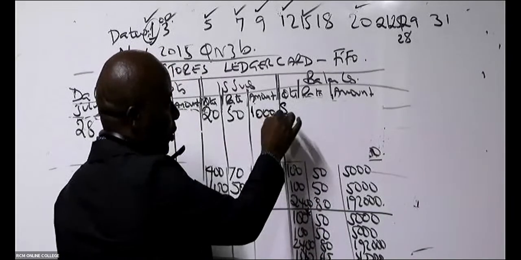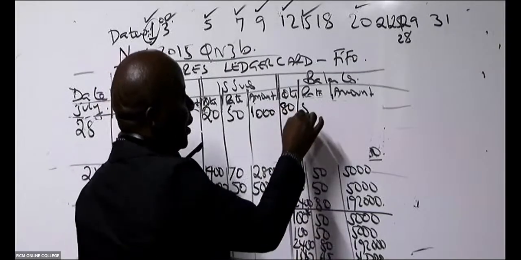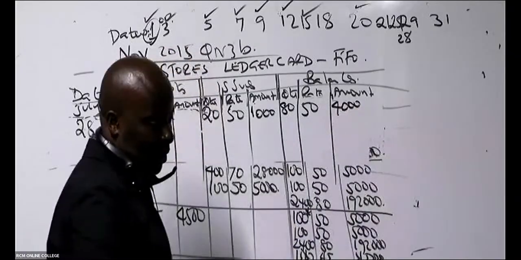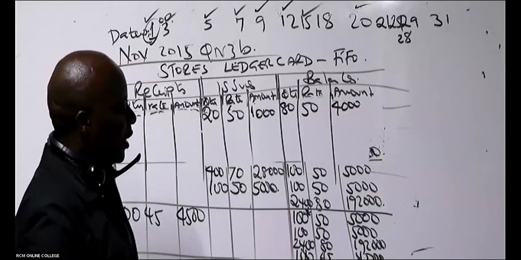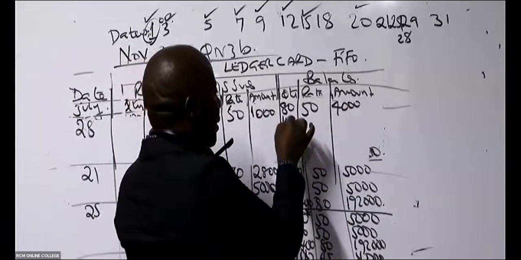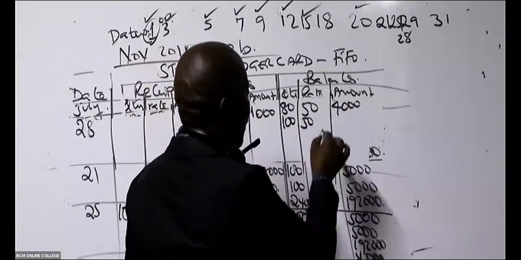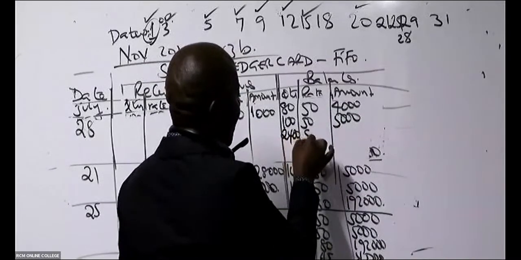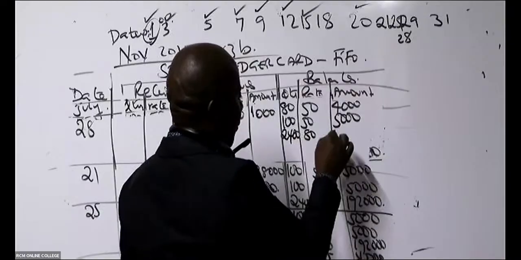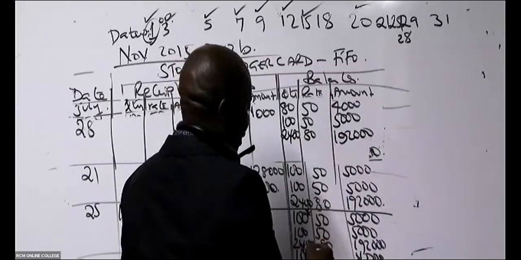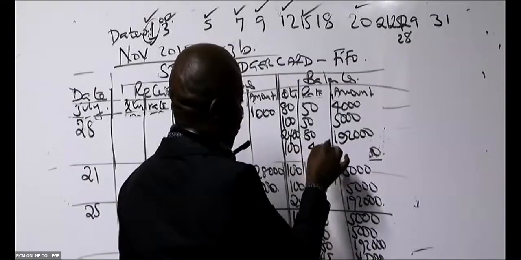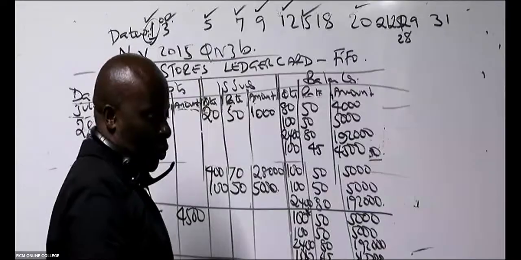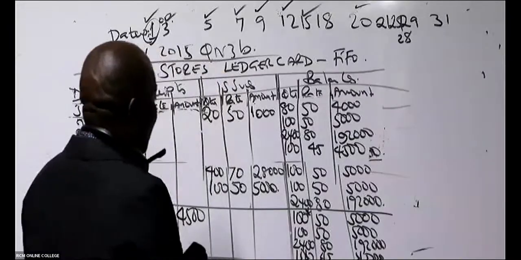So now you have got what here, somebody? 80 at 50. Giving me how much here, somebody? 4,000. Yeah, 4,000. And then now remember, we have 100 at 50, 5,000. Then we have 2,400 at 80, giving me 192,000. Then we have 100 at 45, giving me 4,500, like that. So we are through with that date. Thanks, Jonathan.